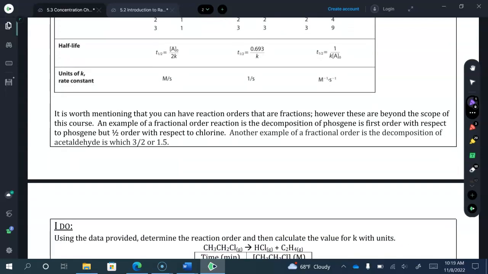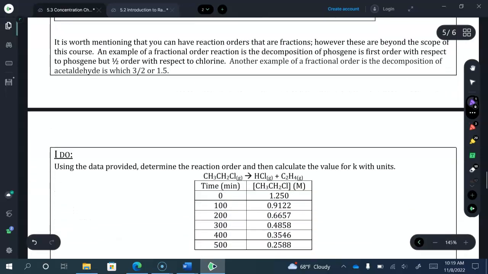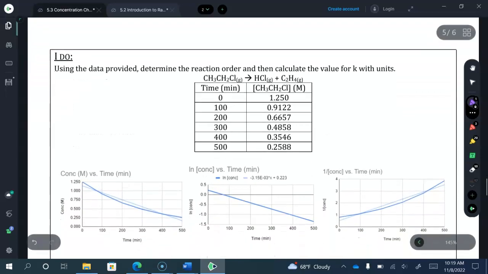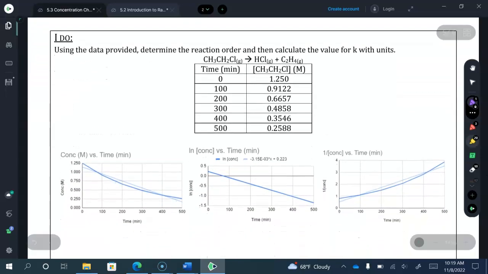So it's worth mentioning that you can have reaction orders that are fractions. However, it's beyond the scope, and I'm not going to continue to read that because it is beyond the scope. They do exist, but we won't cover them in this chemistry class. Using the data provided, determine the reaction order and then calculate the value for K with units.